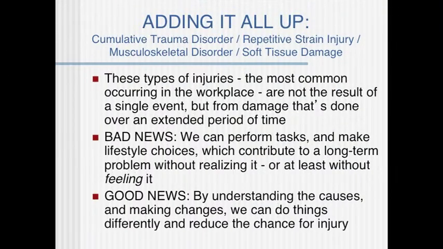The types of injuries that can occur if we don't attempt to control these risk factors are referred to as cumulative trauma disorders or sometimes as repetitive strain injuries. They are the most frequently occurring type of injury in the workplace, and they're referred to as cumulative trauma because they are not the result of a single event. It's not like tripping over an extension cord or falling off a ladder, but these injuries result from damage that's done over an extended period of time.